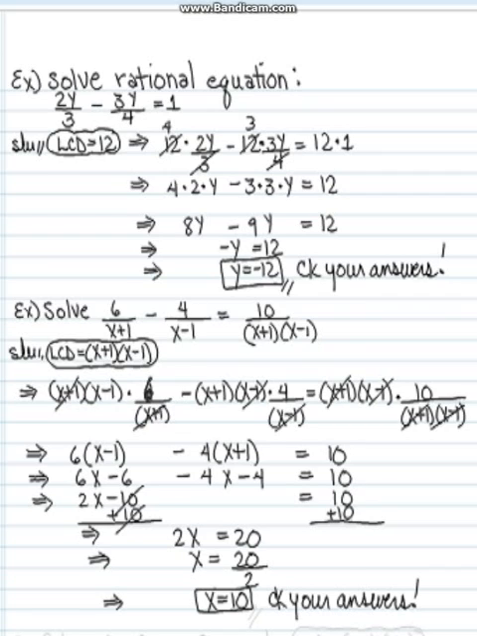So that's the idea. The idea is to solve rational equations. They have to have an equal sign in them to do this. You first should get rid of the fractions by multiplying both sides by the LCD, and then solve for x.